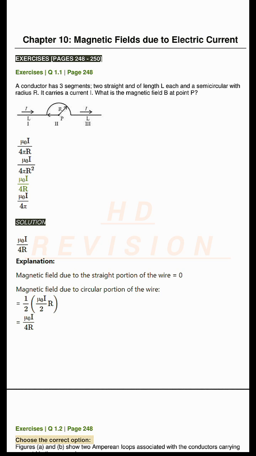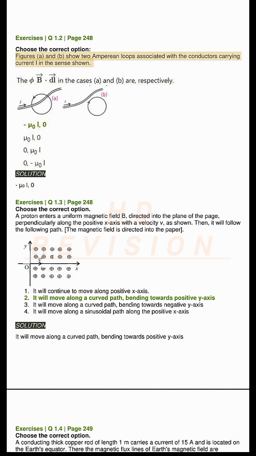Exercises Q1.2, page 248. Choose the correct option. Figures A and B show two Amperian loops associated with the conductors carrying current I in the sense shown. Solution. μ0 I, 0.